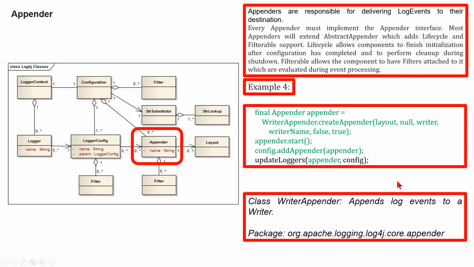Here you can see the Writer Appender appends log events to a writer. This is in package org.apache.logging.log4j.core.appender. So for any given writer, like a PrintWriter, you tell Log4j to append events to that writer by creating a WriterAppender and updating the Log4j configuration.